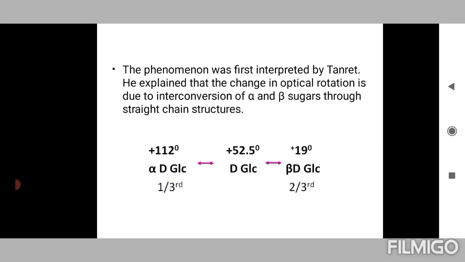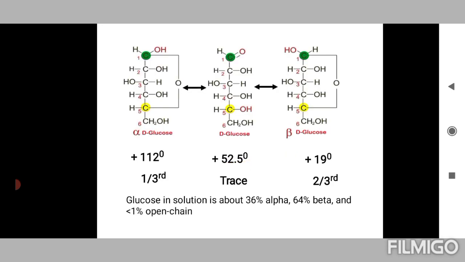What he said was that the change in optical rotation is due to interconversion of anomers, interconversion of alpha and beta anomeric forms. So this is what happens. It changes through the straight chain structure, and at equilibrium, this is the position. One third of the solution will have the alpha D variety, and two thirds of the solution will have the beta D variety of the isomer. And the change actually happens like this through the straight chain.